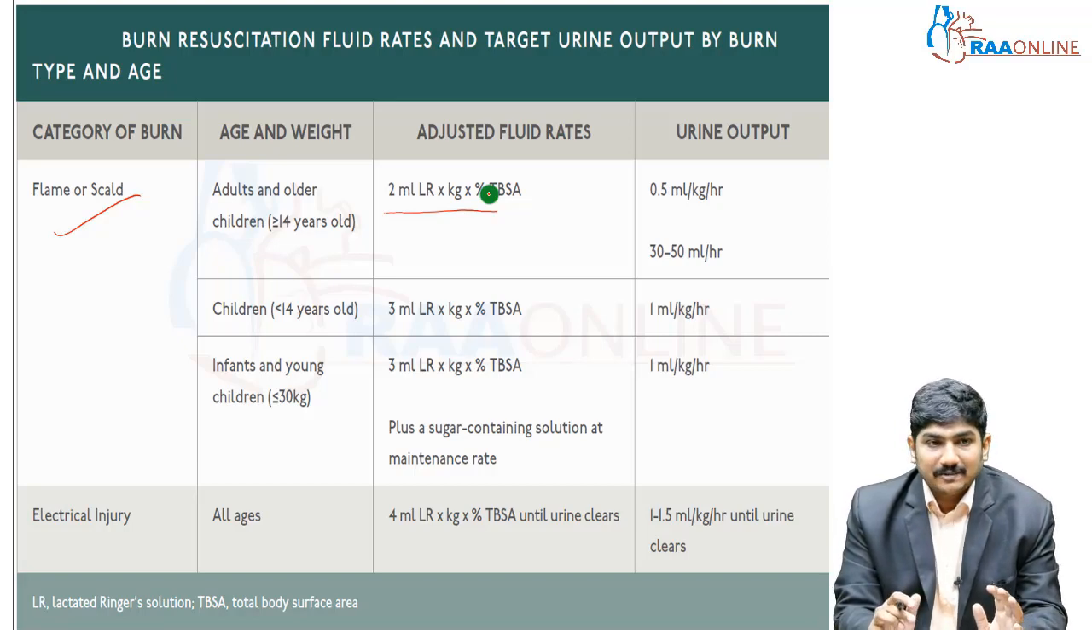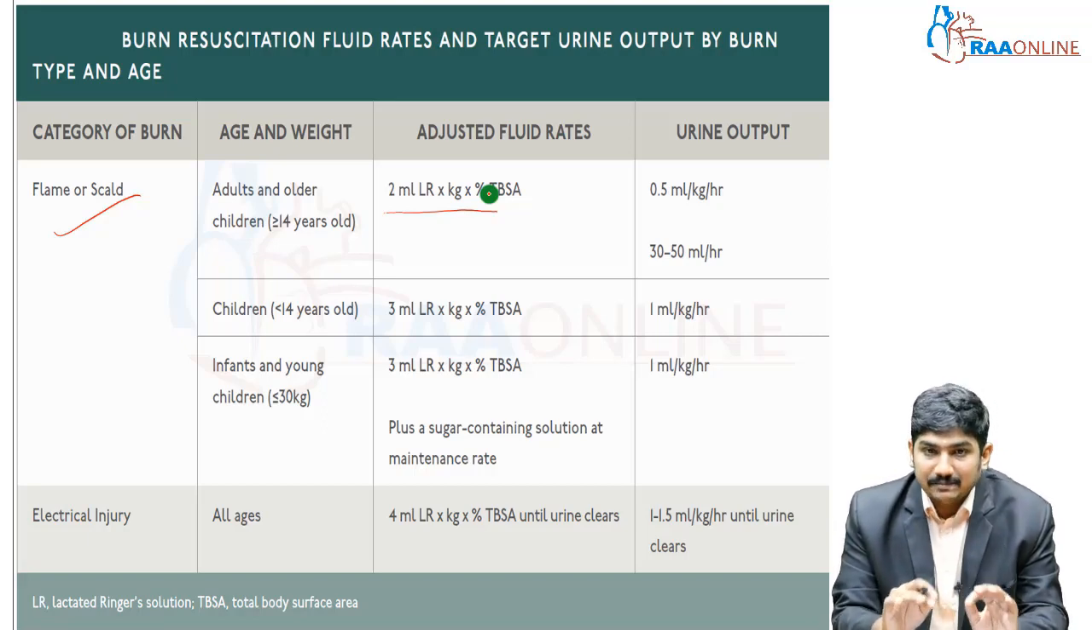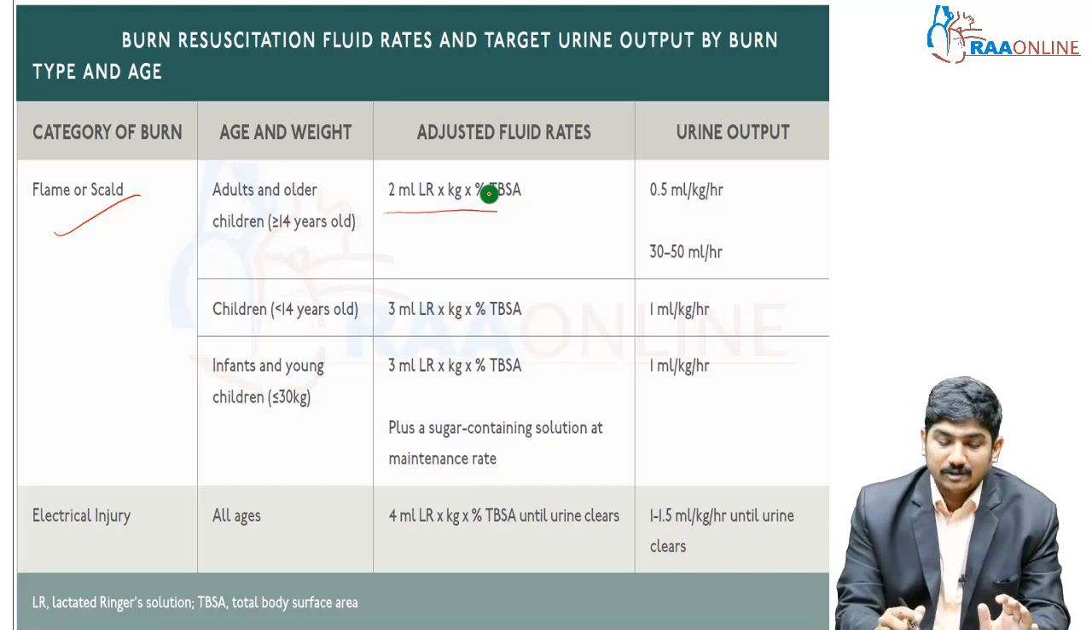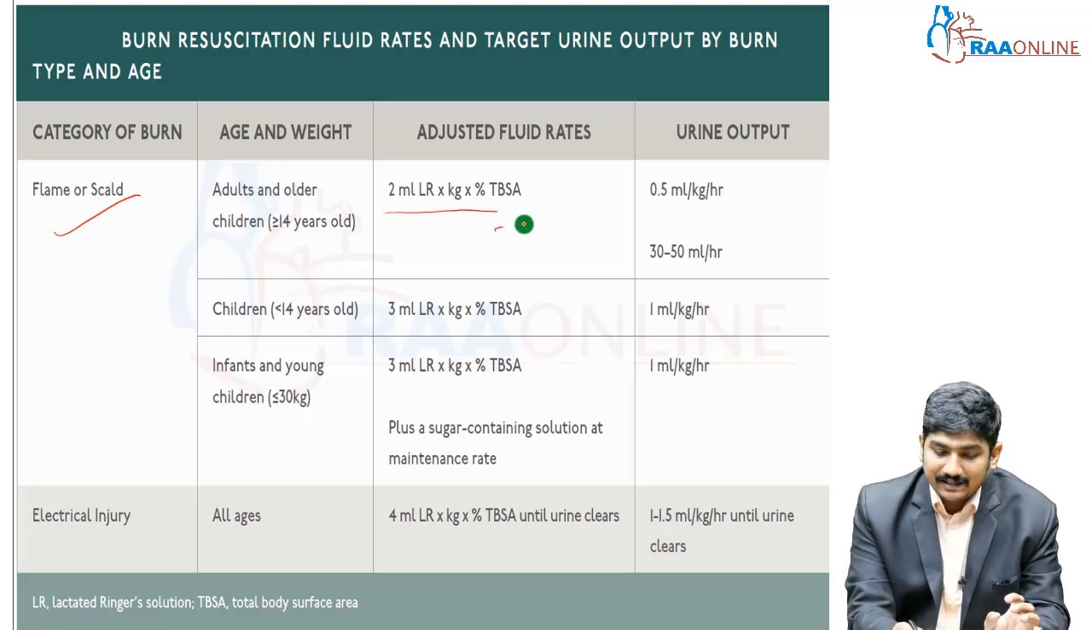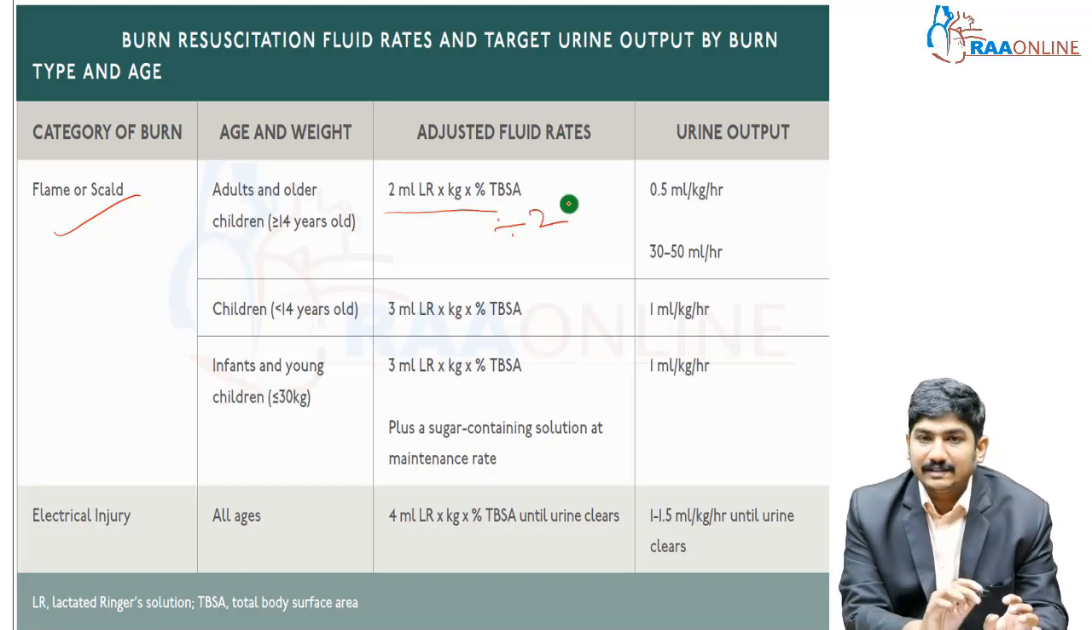But the Parkland formula, by various studies, has been concluded to be over-resuscitating the patient, right? As we already mentioned, over-resuscitation is equally harmful. It is for that reason ATLS has clearly mentioned it is 2 ml RL per kg into percentage total body surface area. So you need to start with this, and whatever calculation comes, you need to divide that into 2.